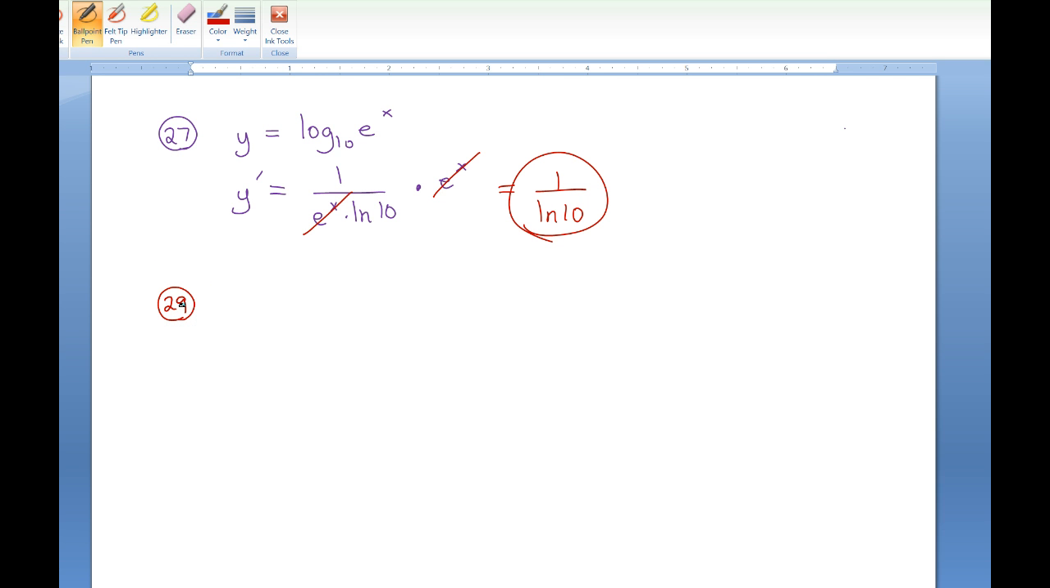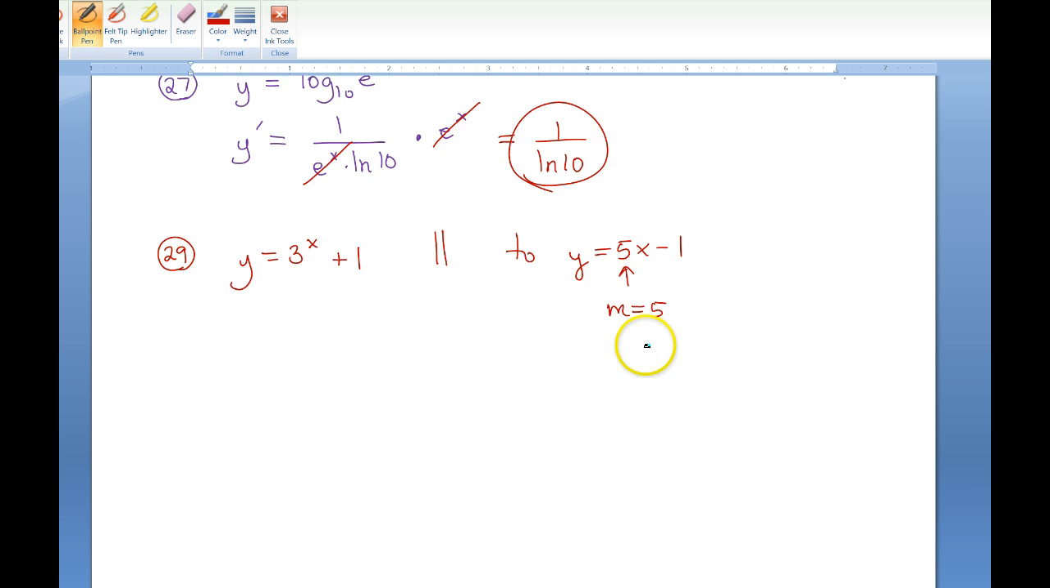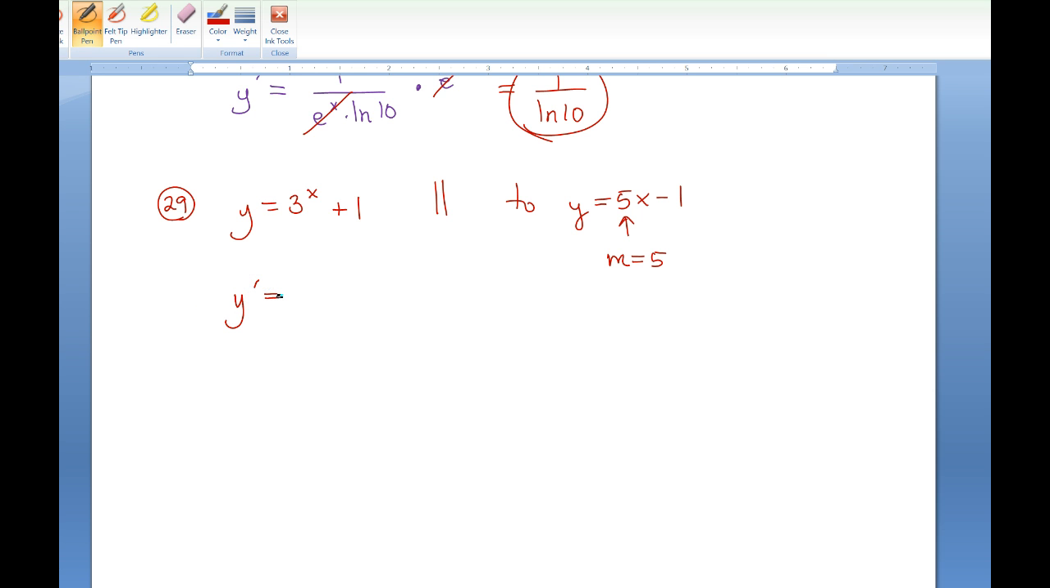Number 29. At what point on the graph of y equals 3 to the x plus 1 is the tangent line parallel to y equals 5x minus 1? I was looking at the other one. Well, what's the slope here? 5. Yeah, so let's do the derivative. The derivative of 3 to the x is going to be 3 to the x times ln of 3, plus 0, because of the derivative of the constant.